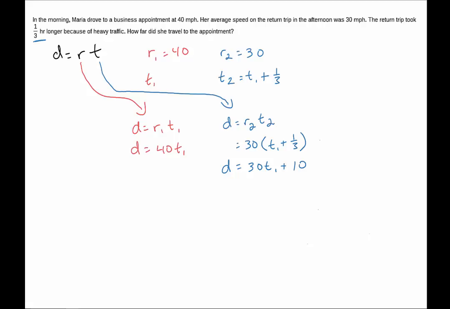So what I'm going to do is figure out how to replace this T1 here with a D or something in terms of D, and I'm going to use the equation over here to do it. So I'll just go ahead and solve for T1. Now I'll substitute that in.